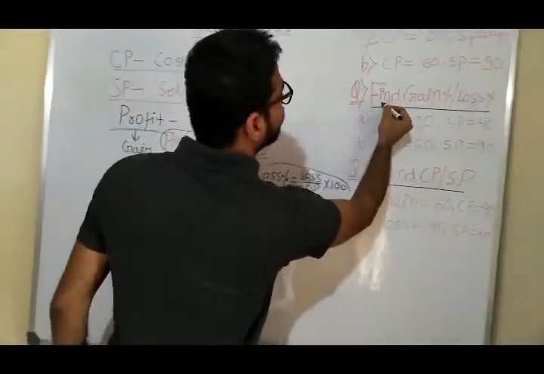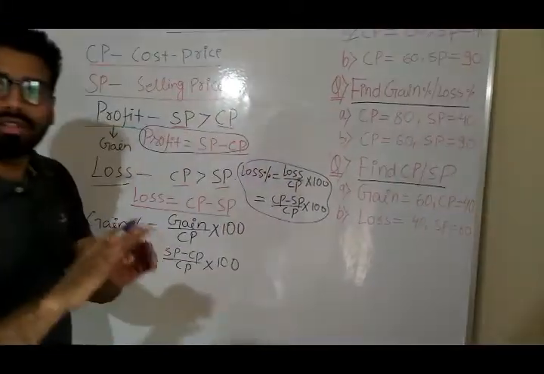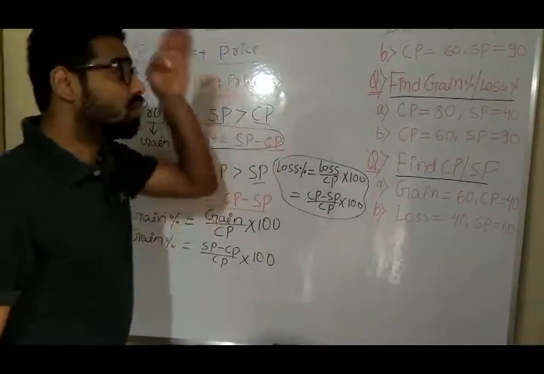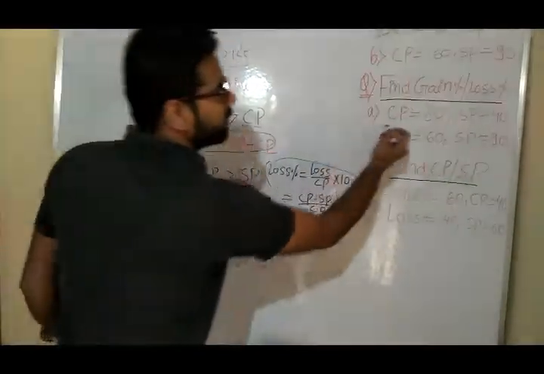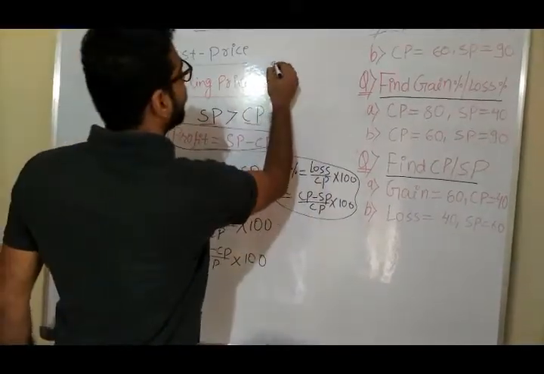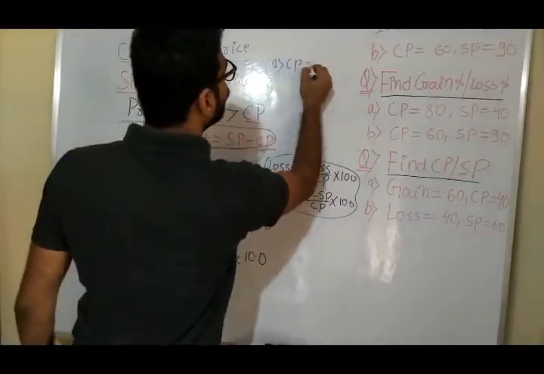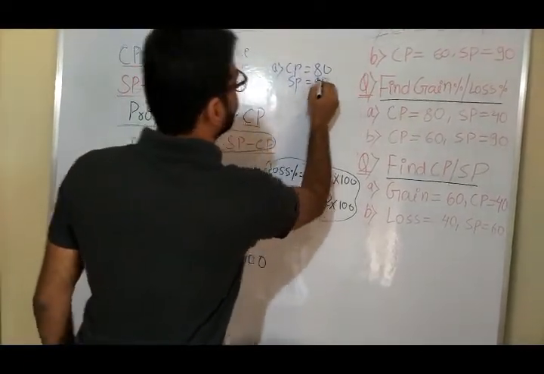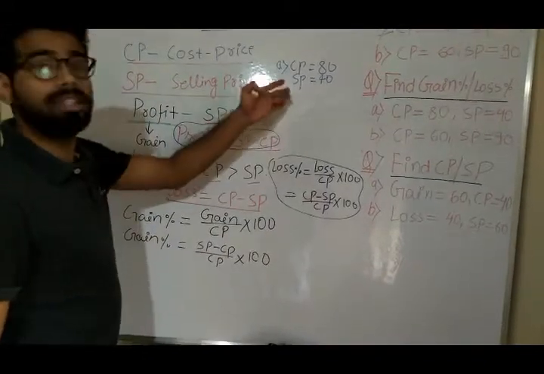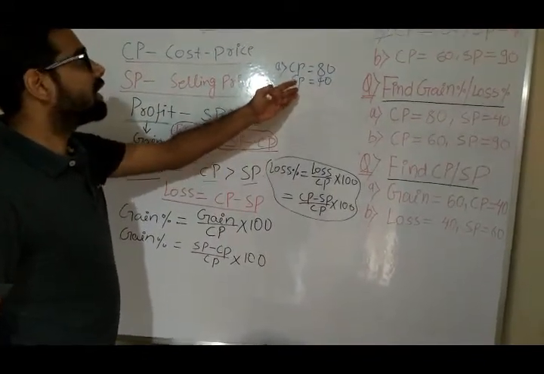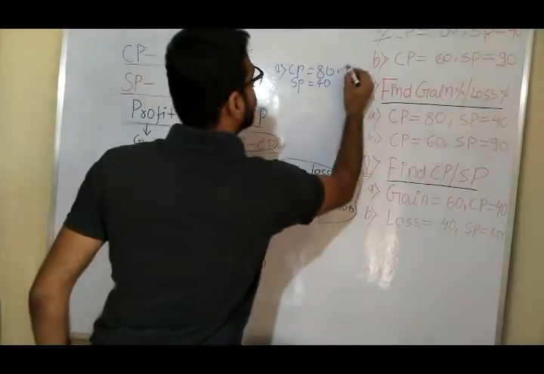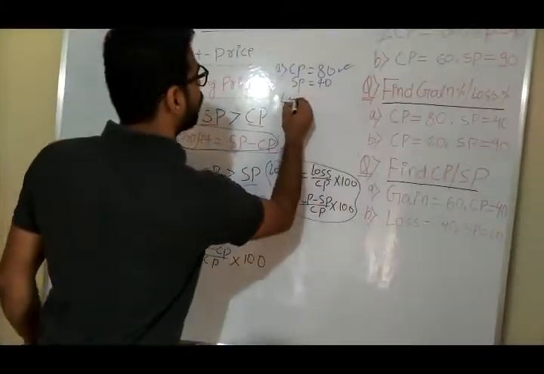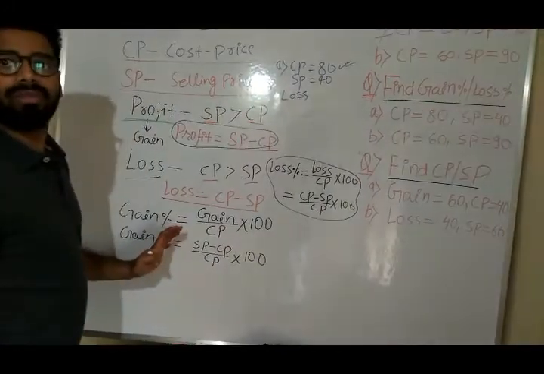It is given here, find gain percentage and loss percentage. I don't know whether it is gain percentage or loss percentage. We have to find what that is. Question A: CP is equal to 80 and SP is equal to 40. Now tell me, which one is greater, CP or SP? CP is greater. And if CP is greater, then we have loss. So we got loss. First part of the question finished.